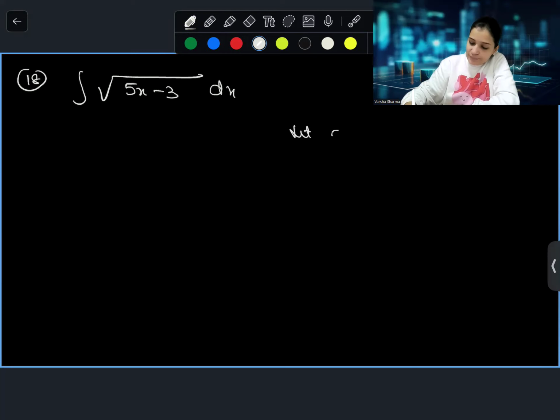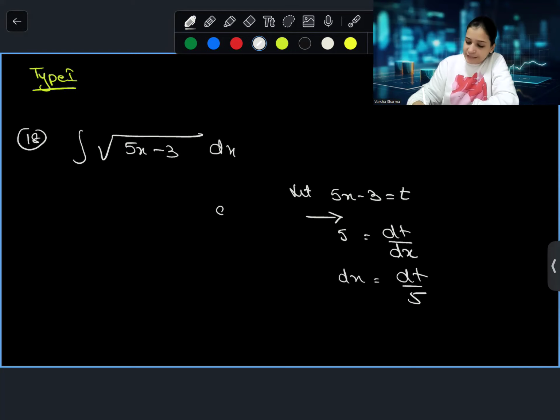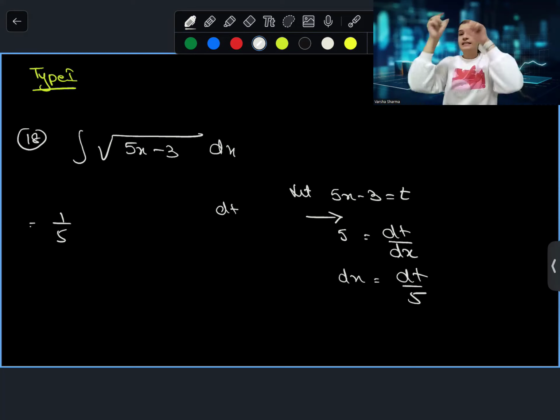In substitution, I'm taking 5x minus 3 to be t, the term that is written instead of x. Differentiating. Why am I differentiating? Because my first priority is to change dx into dt. Agree? So differentiation gives 5 dt by dx, so dx becomes dt by 5. Yes or no? That's why when we are applying chain rule, we differentiate the term that is written instead of x and write it in the denominator, because if I were applying substitution, the derivative part comes below dt.